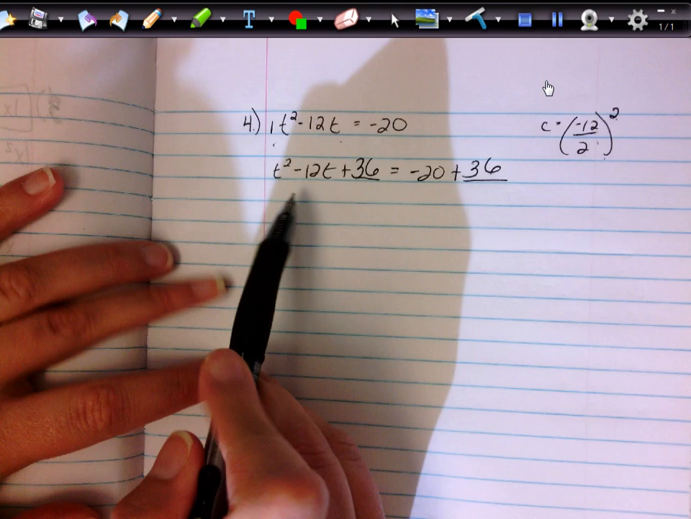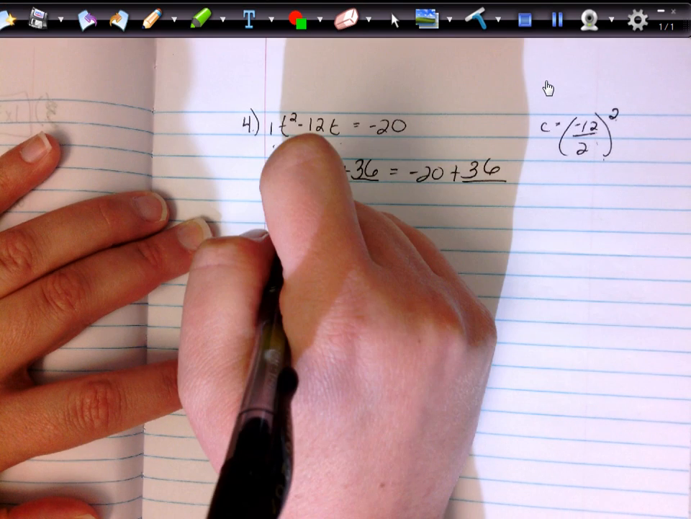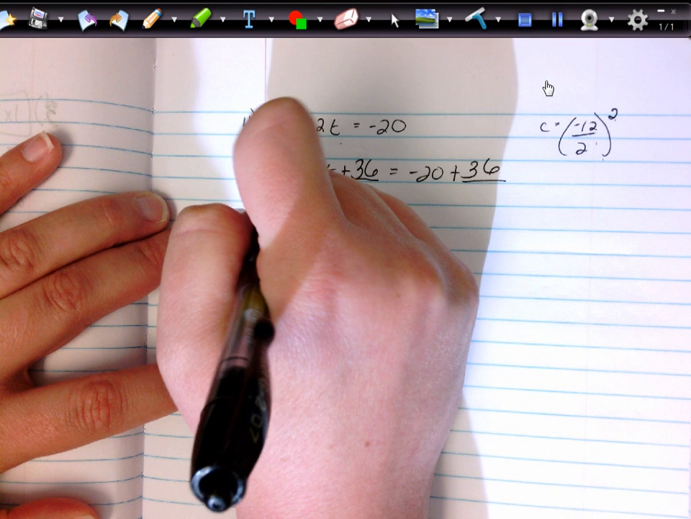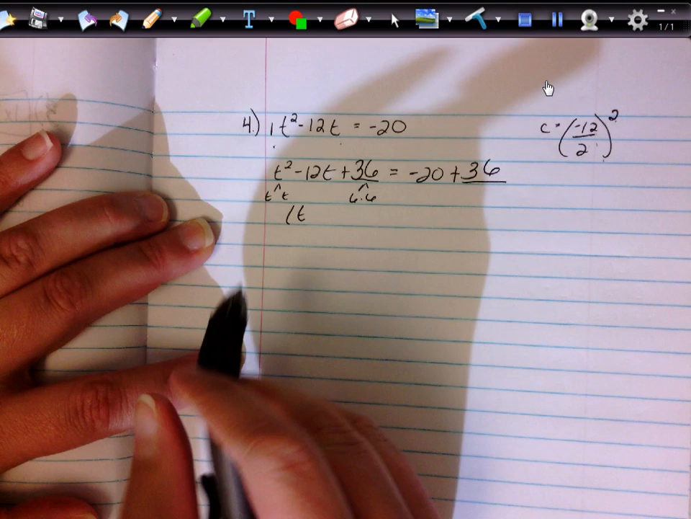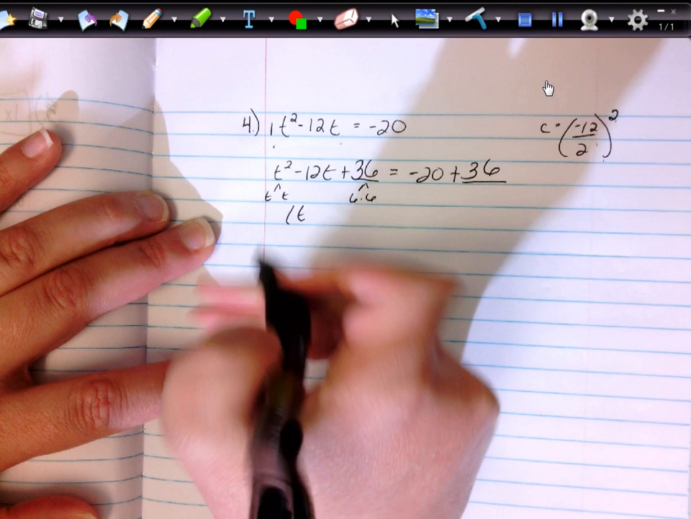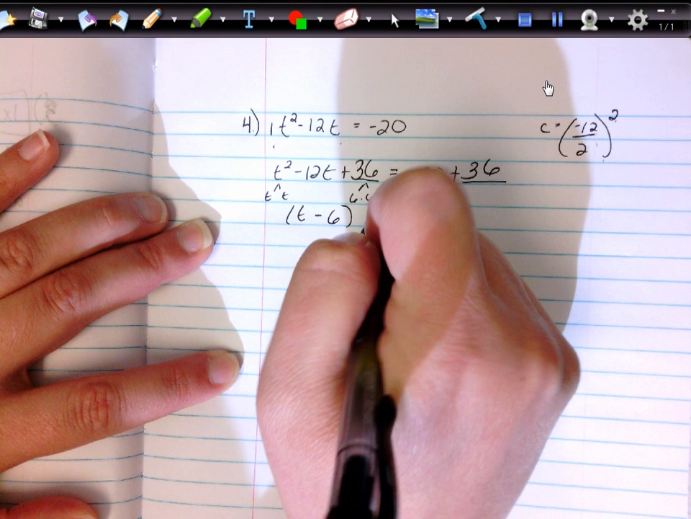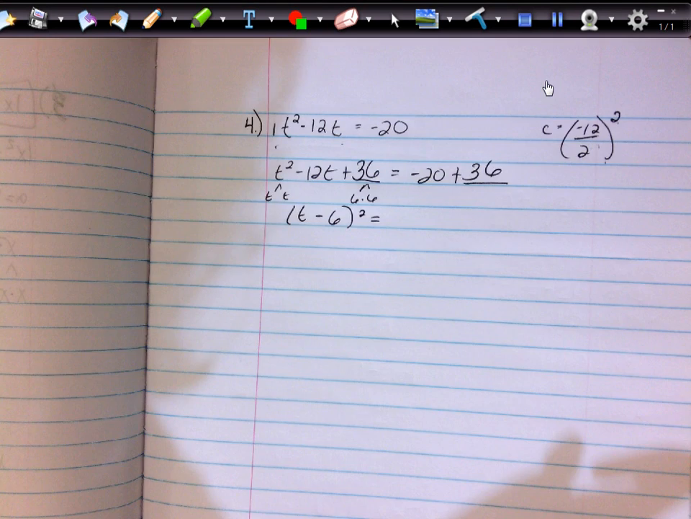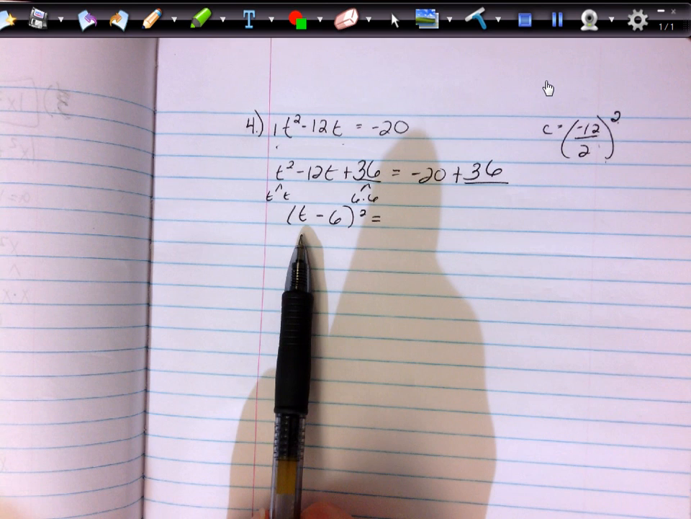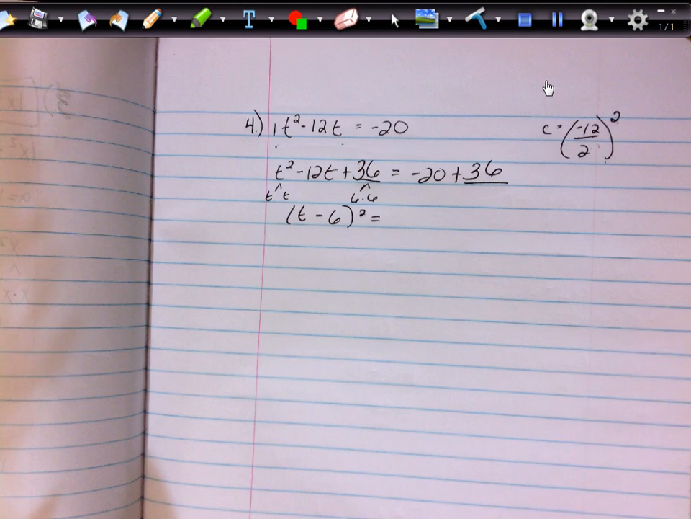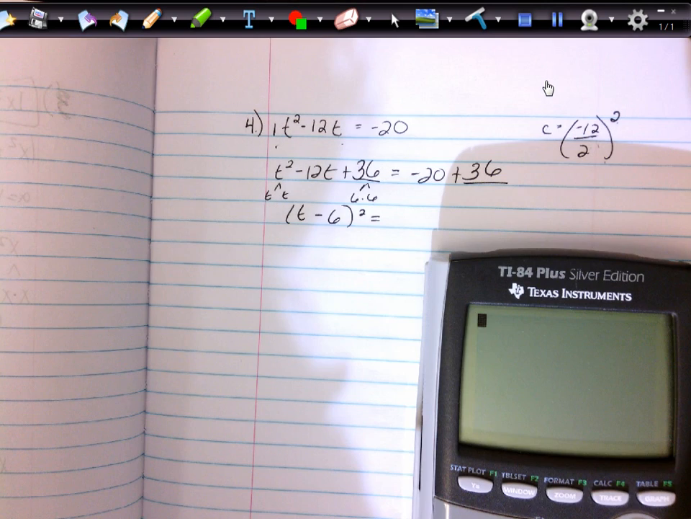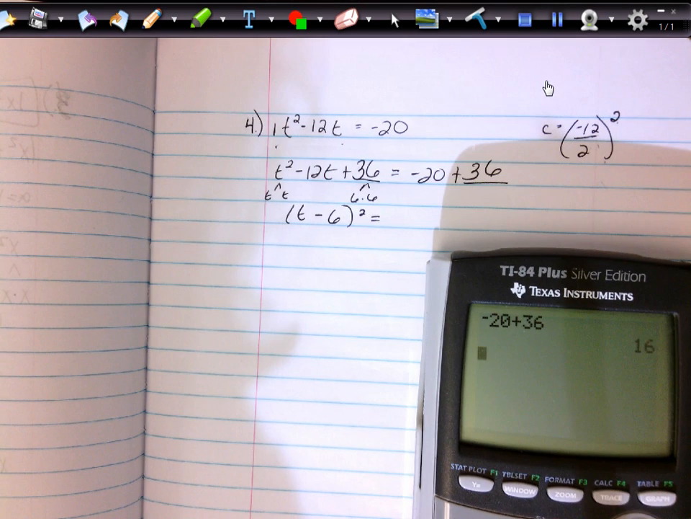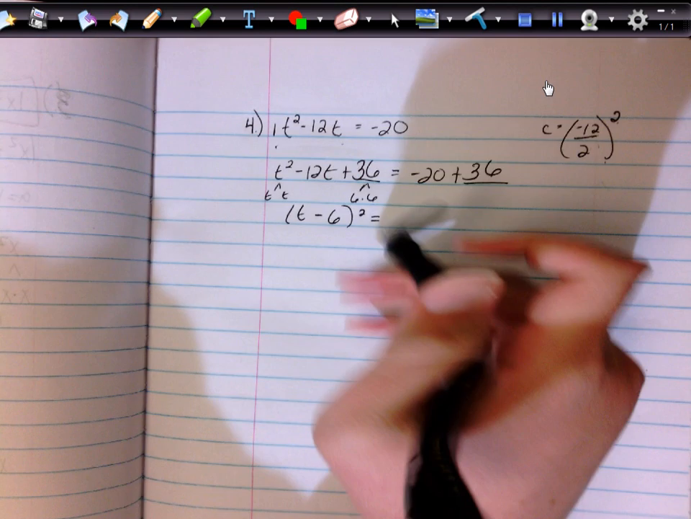So now I'm going to factor what's over here on the left into t, because the t squared splits up into t, and 36 splits up into 6 and 6. So t, and I'm going to look at this sign right here, this very first one. So t minus 6 squared equals, so I factored what was on the left into t minus 6 squared using my perfect square trinomial that I made. Then in my calculator, I'm going to say negative 20 plus 36, and that's going to give me 16. So on the right-hand side, I'm going to have 16.